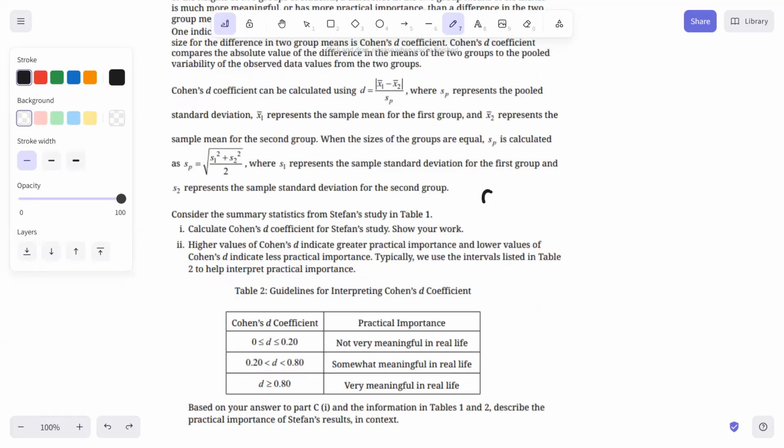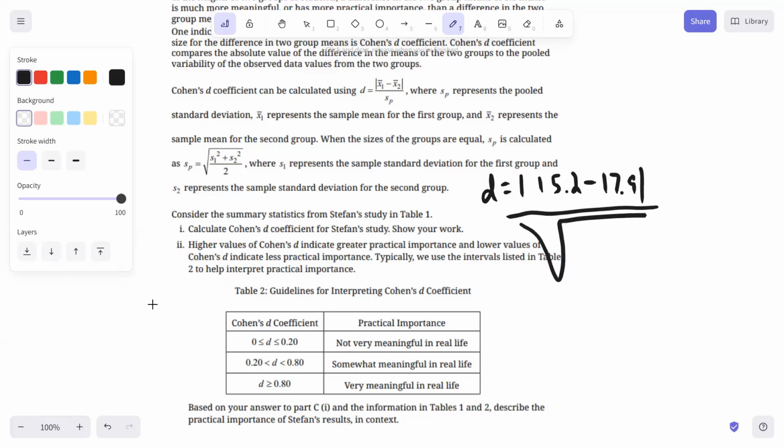So in this case, d is equal to the absolute value of 15.2 minus 17.9 divided by the square root of 4.12 squared plus 4.43 squared over 2. If you pump that into your calculator, you end up with 0.63. So all you had to do there was calculate Cohen's d coefficient, 0.63.